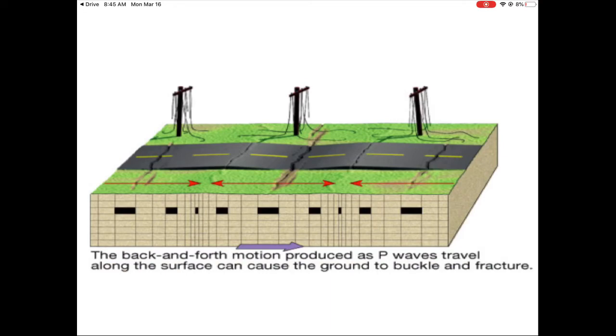If you look at the effects that would have on our environment or land, that back and forth motion can cause the ground to buckle or even fracture. So that's what it might look like if it went underneath a road.